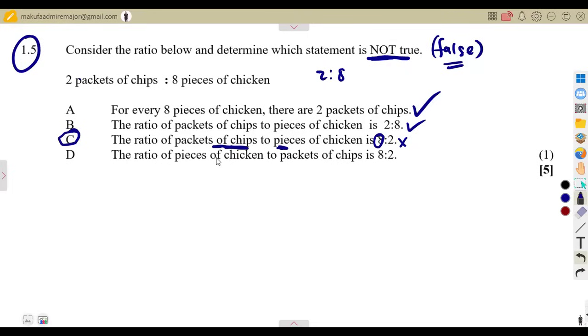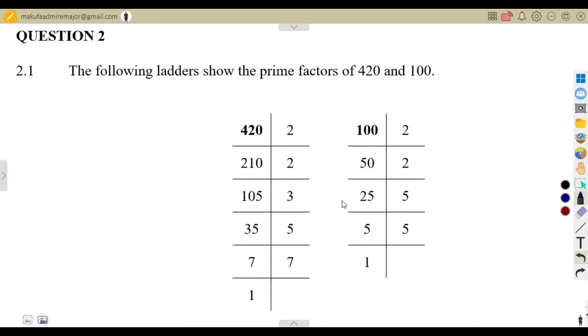The ratio of the pieces of chicken to the packets of chips is 8:2. The pieces of chicken, it's 8, then the packets of chips is 2. This is correct. So the one that is false or not true was C. Okay, so the answer there was supposed to be a C.